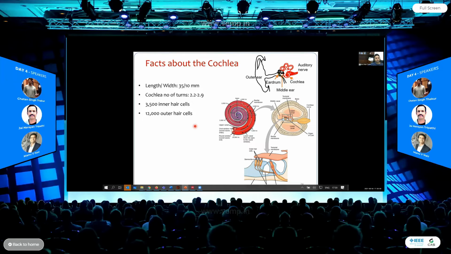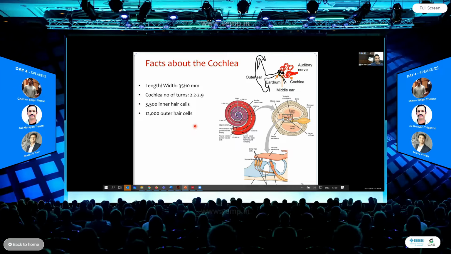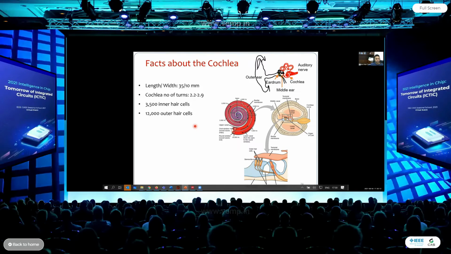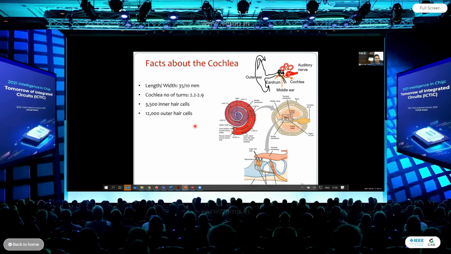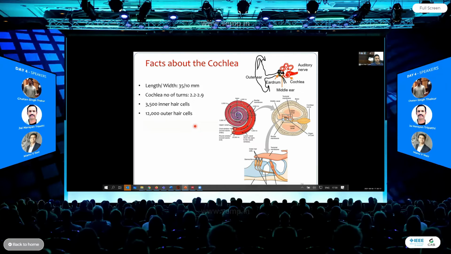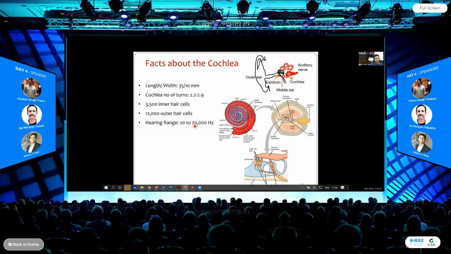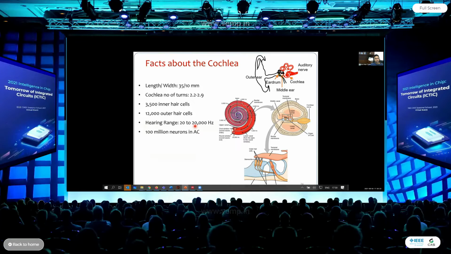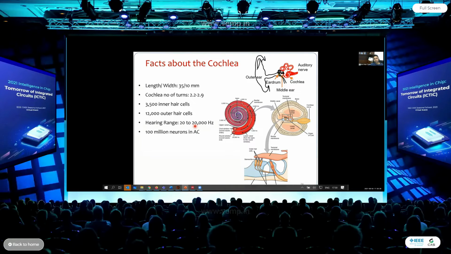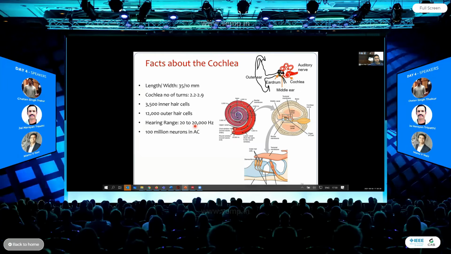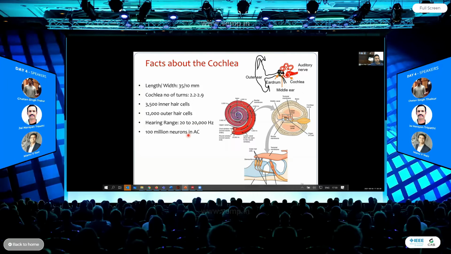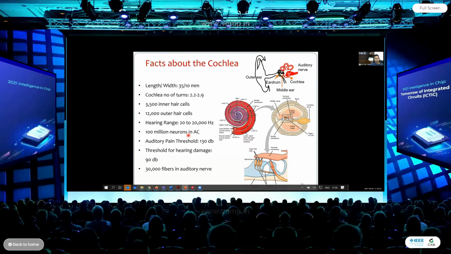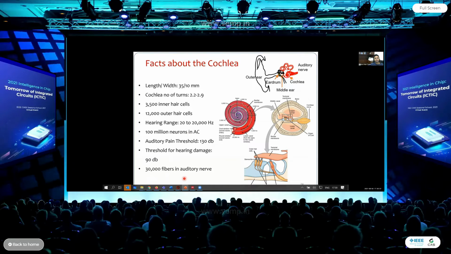And you have around 12,000 outer hair cells, which control the gain dynamically. That's how you're able to hear from a tiny whisper to a very loud sound. It has almost 120 dB of dynamic range of input sound. The hearing range is 20 kilohertz, with around 100 million neurons in the cochlear nerve, which goes into the primary auditory cortex. So AC is the auditory cortex, your primary auditory cortex. And then this all we can ignore for the time being. You have around 30,000 fibers in the auditory nerve.